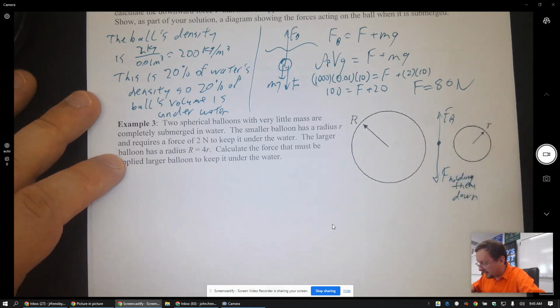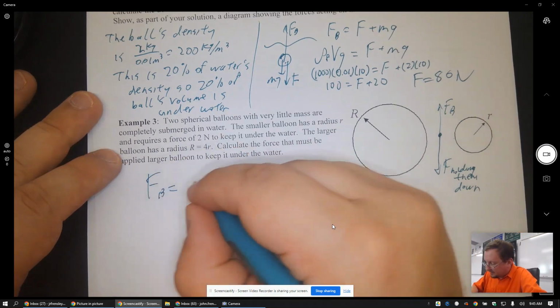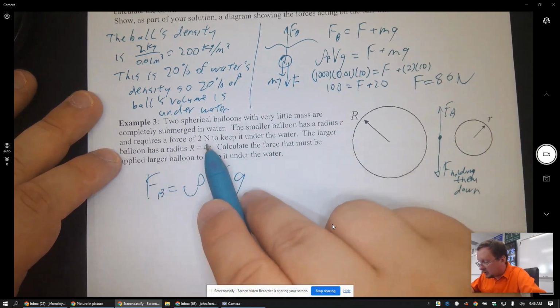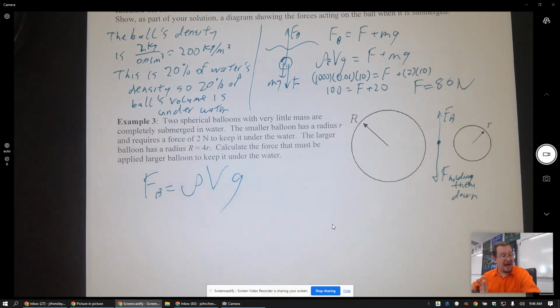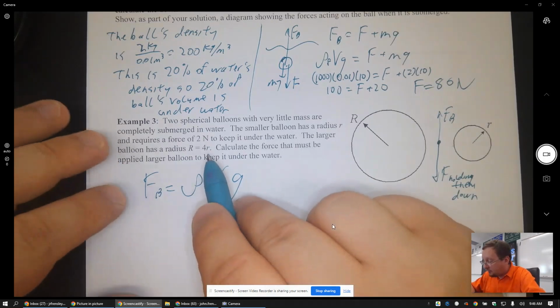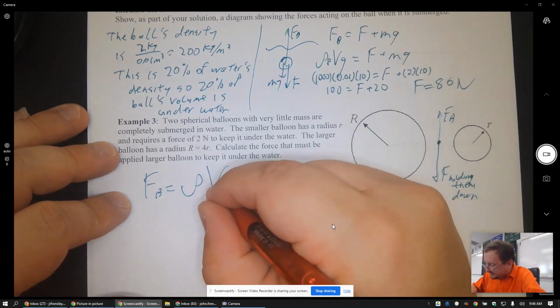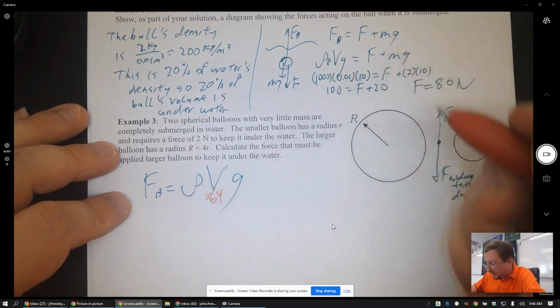Okay, so the force holding them down. Well, the force of buoyancy is density, volume, gravity. Look what it says, 4 times the radius. Well, what did we talk about way back on the first page? 4 times the radius is 64. That's 4 cubed times the volume.